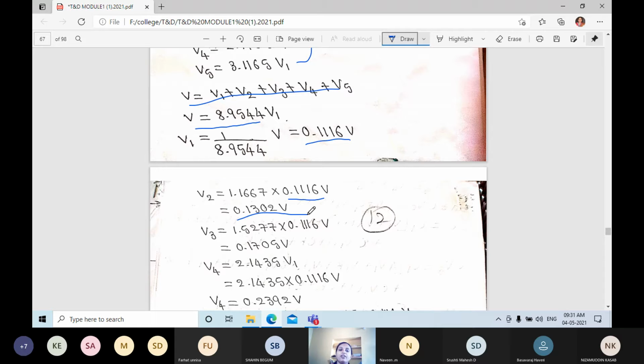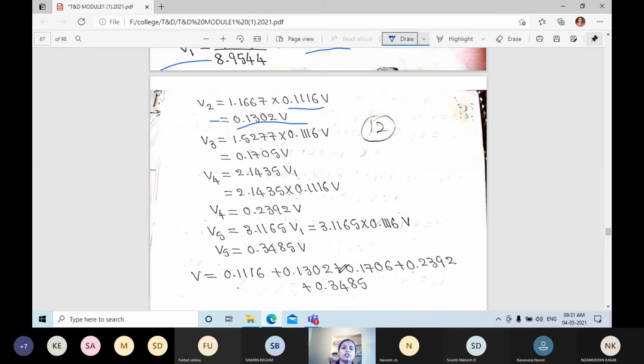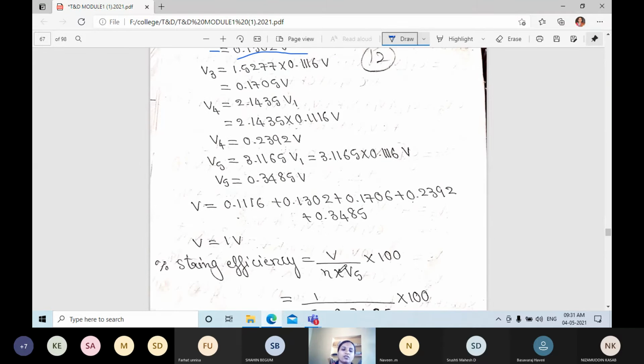When you substitute that, you'll get V equal to 8.9544 V1. From that equation you find out V1. After finding V1, just substitute in the V2, V3, V4, V5, so that you get the real values. So next, after getting the values V2, V3, V4, V5, the total voltage.